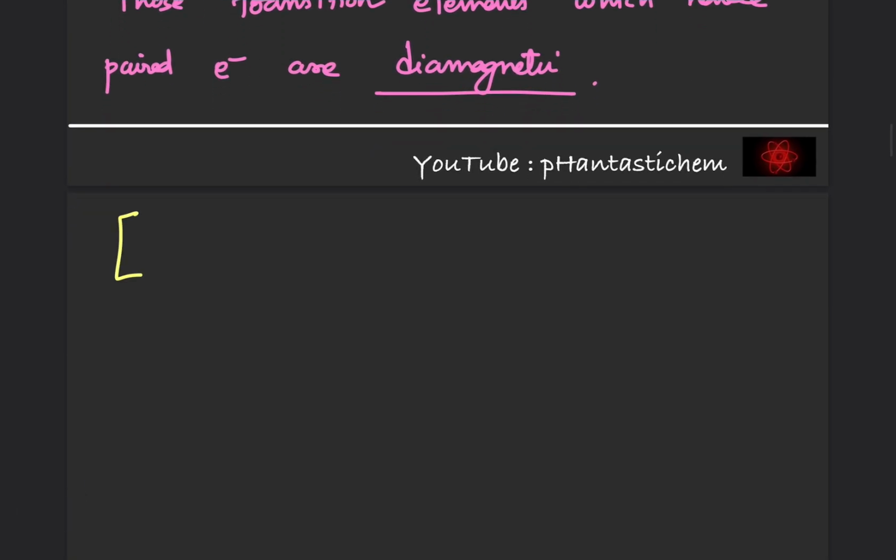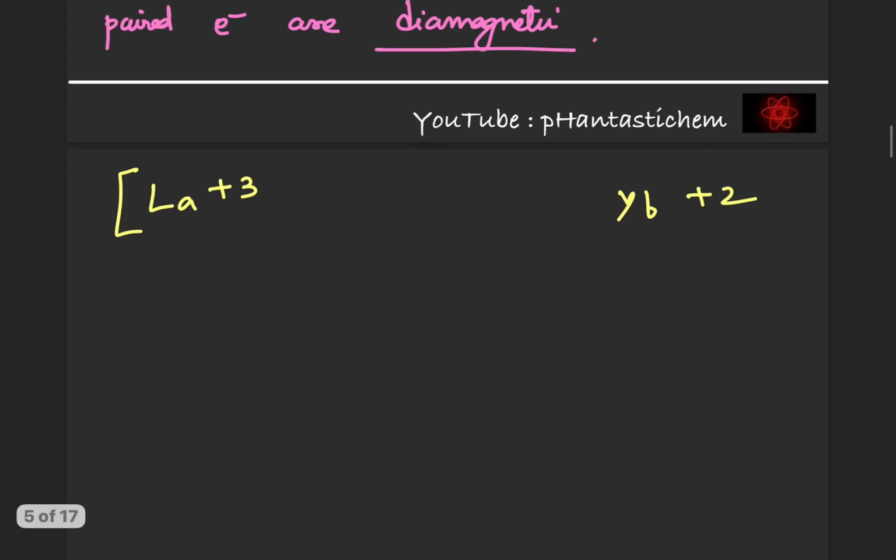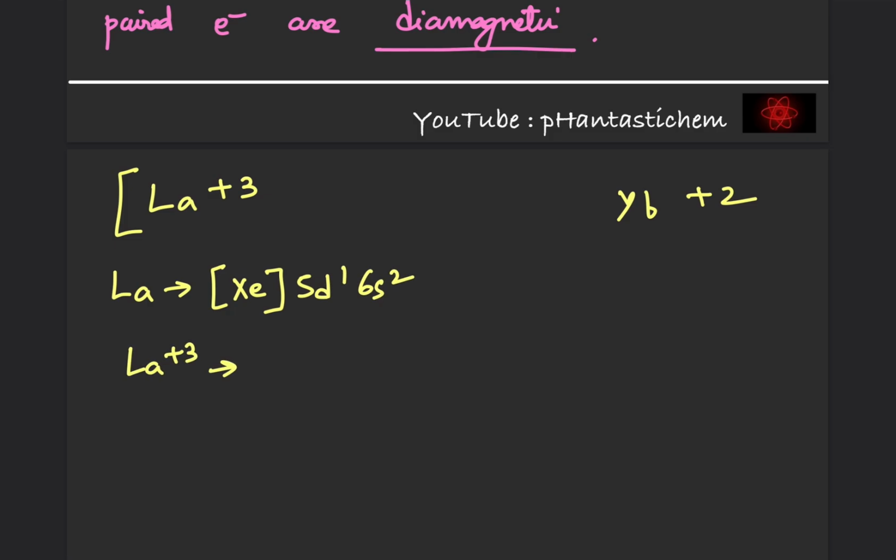The first pair is lanthanum+3 and ytterbium+2. Okay, so lanthanum's electronic configuration is xenon core 5d1 6s2. So therefore lanthanum+3 will be, obviously, so we will remove 2 from here, 1 from here, so we'll be left with a xenon core. And we know that in a noble gas, all the orbitals are completely filled, and all of the electrons in the orbitals are paired. So therefore this guy is going to be diamagnetic.